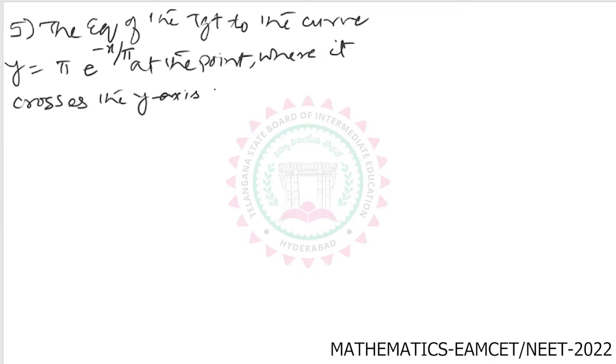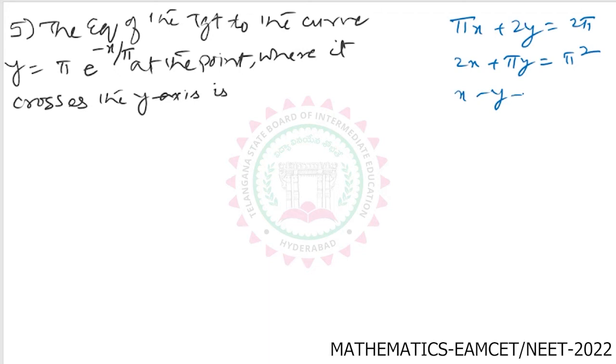The options are, the first option is πx + 2y = 2π. Second option is 2x + πy = π². And the third option is x − y + π = 0. And the last option is x + y = π.